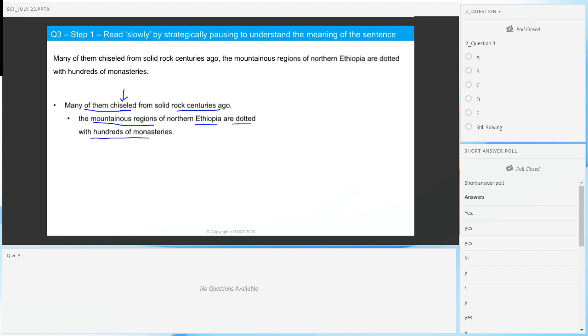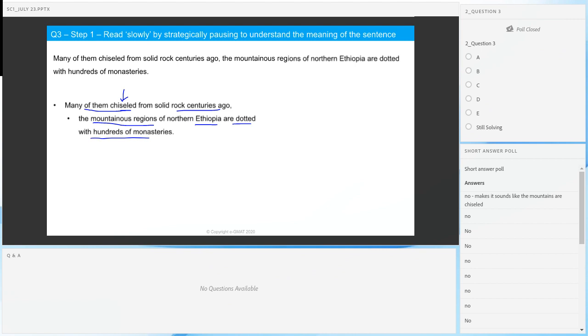Now, my next question to you is, the way the sentence is written, does it present logical meaning? Does it present logical meaning? No, it doesn't. Why do you say no? Why no? Why? What is the sentence saying? What is that illogical piece of information here?